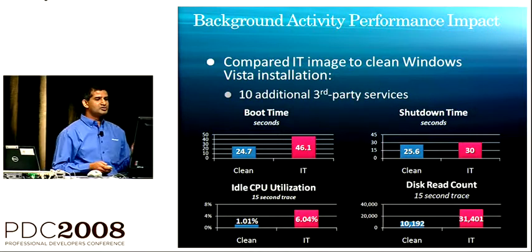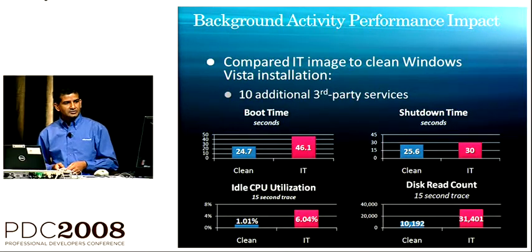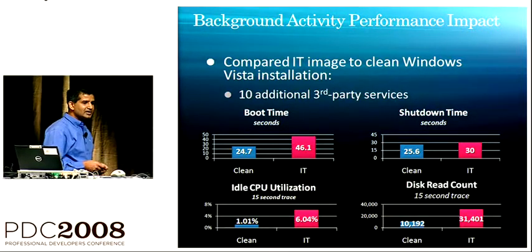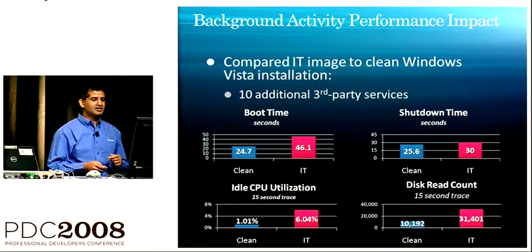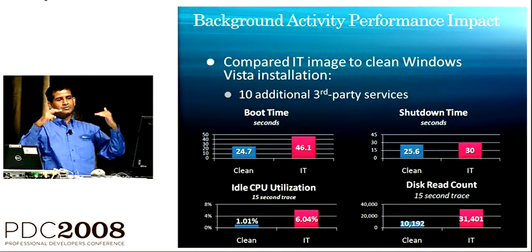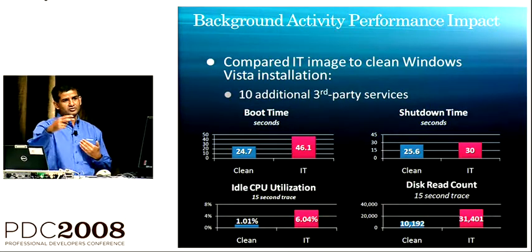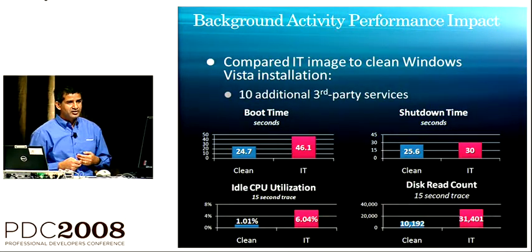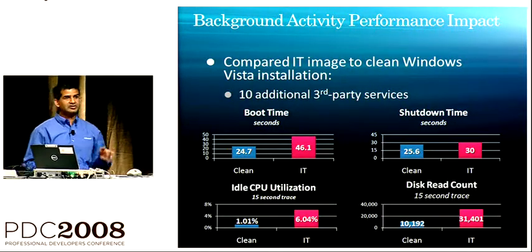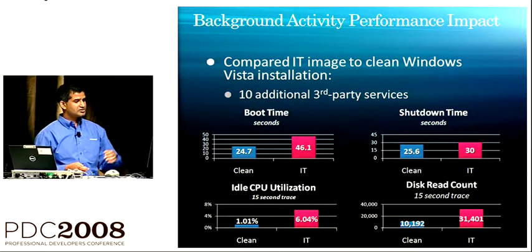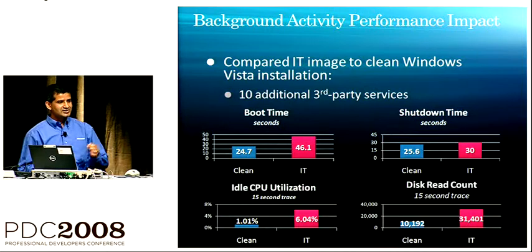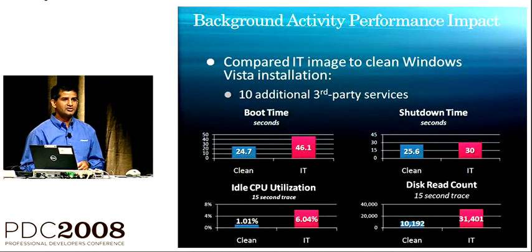The boot time was almost double in the IT image. Shutdown time was slightly higher, around 30 seconds. Now, the idle CPU utilization is where it really counts, and the disk read count is another metric. These are the things that don't let the system go to low power states and thus increase battery life and reduce desktop power consumption. So the idle CPU utilization, which we recommend to be lower than 2%, was at a whopping 6.04% in this case, and the disk operations were around 3 times of 31,000 operations.